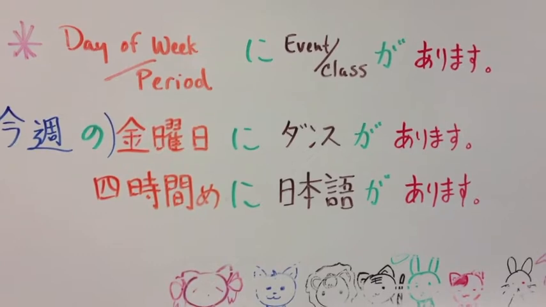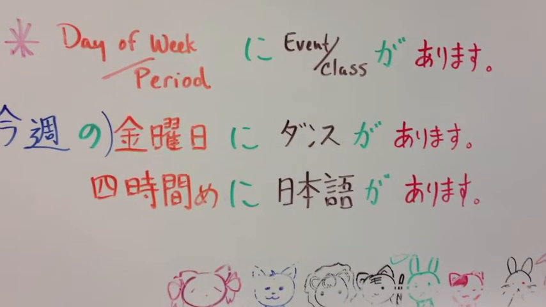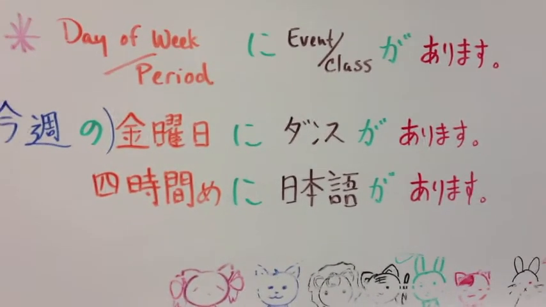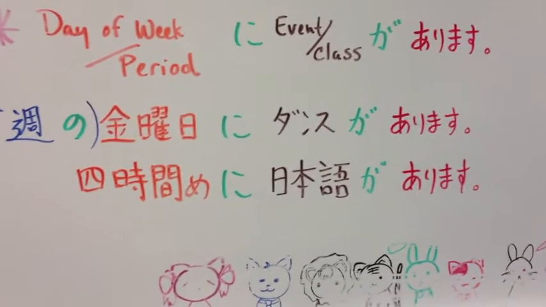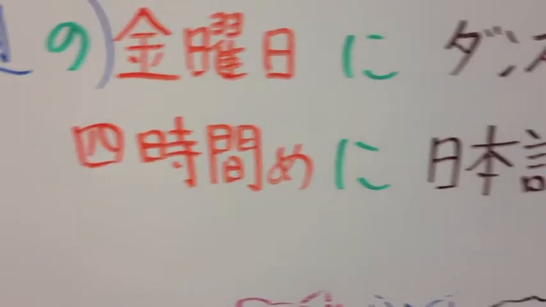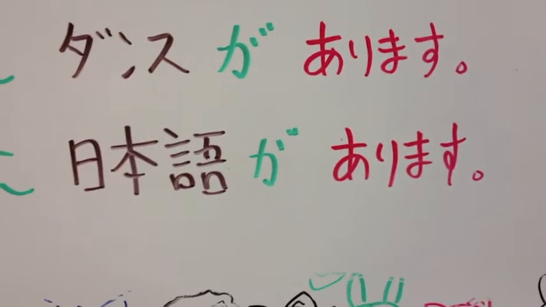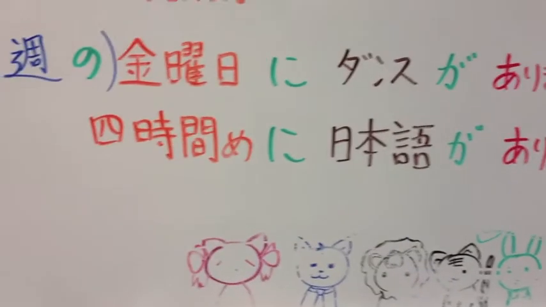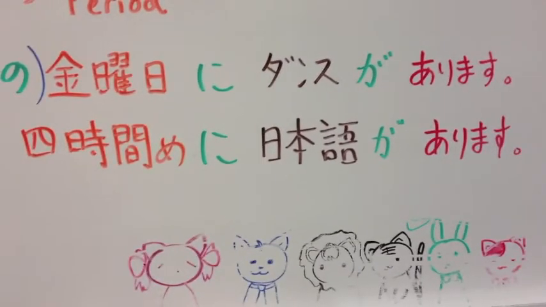For example, we've been using it up to this point to mark our class schedules, what period we have first period, second period, third period, what classes we have for those periods. So for example, what we've been doing is, 4時間目に日本語があります. I have Japanese fourth period. That's a pretty standard construction.